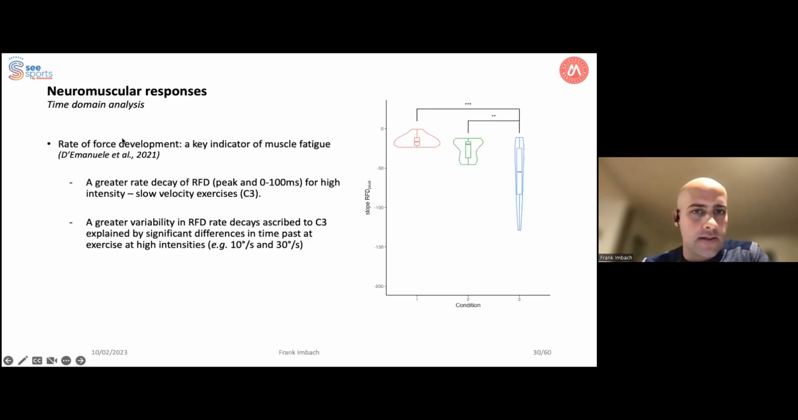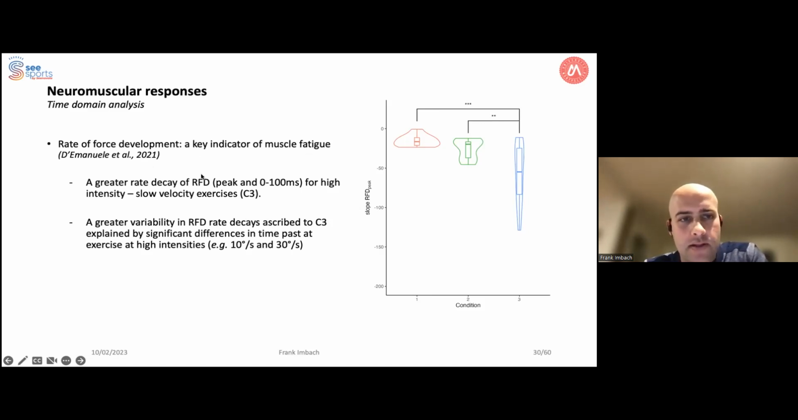So for the first result, we can see in time domain analysis the rate of force development, which we know is a key indicator of muscle fatigue, across the three conditions or the three sessions. I recall that the first one, C1 or condition 1, is the low intensity session. The second is a moderate intensity session, and the third is the heavy load or high intensity session. And we can observe a greater decay of rate of force development, peak RFD and 100 RFD, for high intensities.